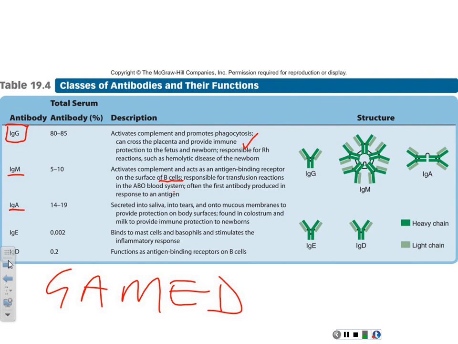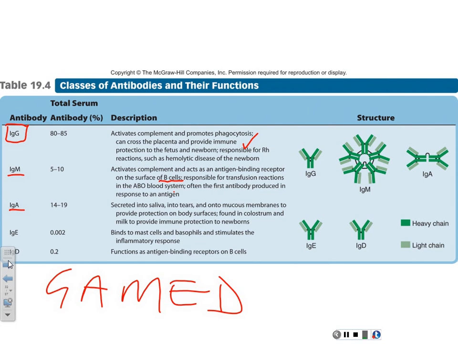And then, of course, IgE is usually involved in allergic reactions and launches inflammation. It attaches to the mast cells and basophils. Remember that part I was showing you on the constant region of the immunoglobulin that attaches to the cells, so it will be the IgE. IgD is also another one that acts as a B cell receptor, okay? But it's not involved in the blood transfusion reactions. The one that is involved in blood transfusion reactions is IgM. So that's how you can differentiate between the two.